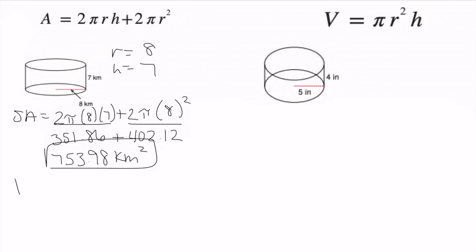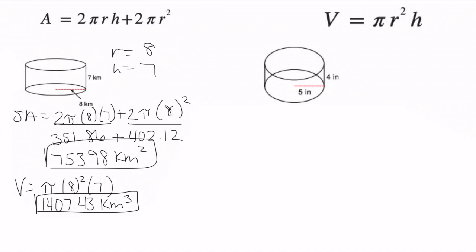For volume, pi times 8 squared times our height of 7. Plug that into my calculator. These are really easy because we're just going to plug them into our calculator with the parentheses and all. And you should get 1,407.43 kilometers cubed.